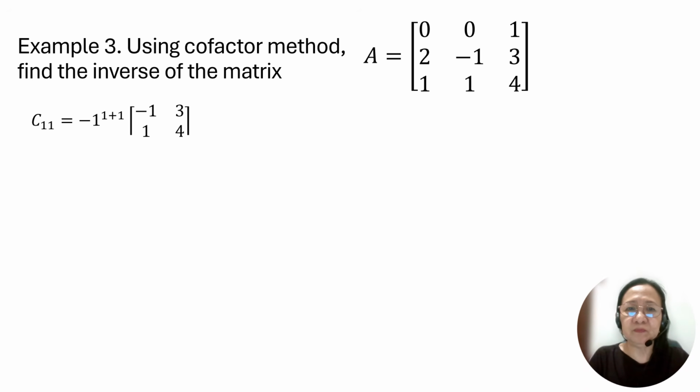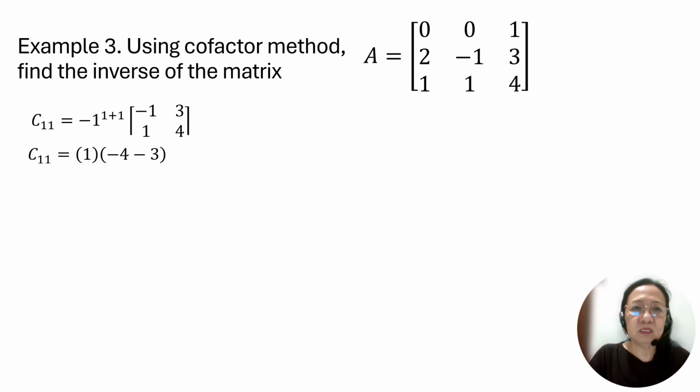The first number is our C sub 11, that is represented by 0. What will be the sign? That is negative 1 raised to 1 plus 1. And then slash all the numbers located in the first row and first column. So we arrive at negative 1, 3, 1, 4. And we have to simplify this by multiplying.